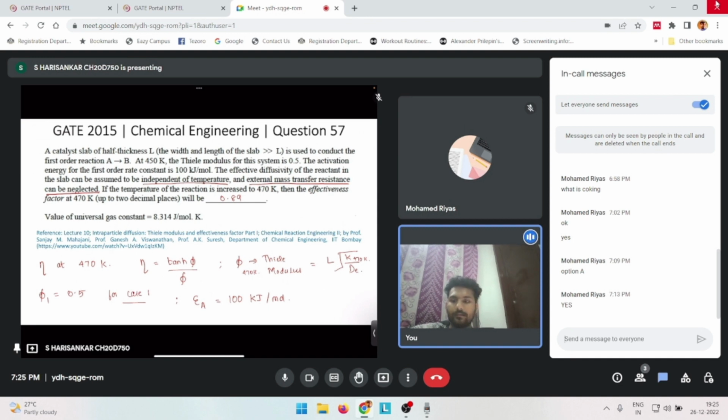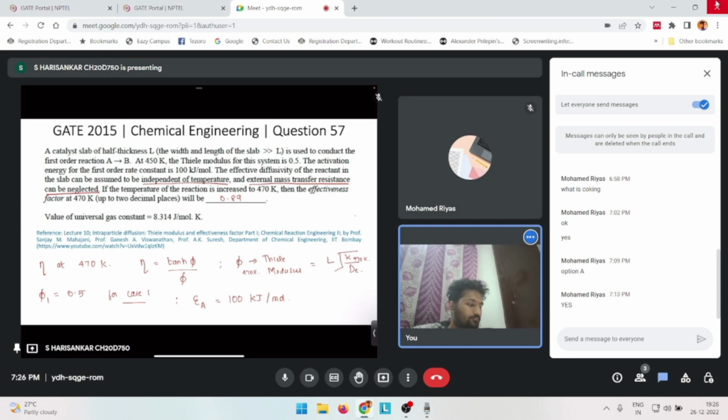Okay, so basically what we did here is we just took all the data that they have given. So in this question, they have not given us our reaction rate constants. Instead, what they have given us is the universal gas constant R and the activation energy E. And they have also given us the data that the effective diffusivity can be independent of the temperature, and the external mass transfer resistance can be neglected. So based on all these assumptions, what will be the internal effectiveness factor at 470 Kelvin?